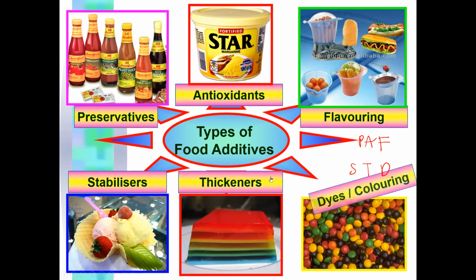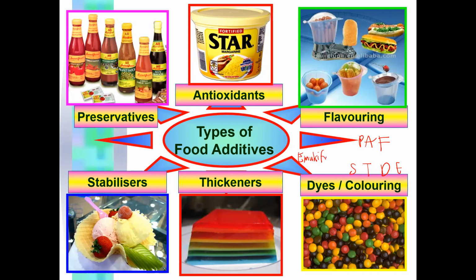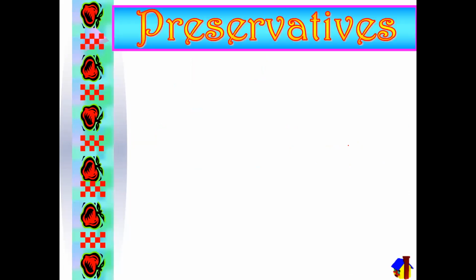Thickeners and dyes. Okay, one more extra thing that is not here, but is also in your syllabus, is called emulsifier. Okay, emulsifier. Later, teacher will go through the textbook with you, then you can actually see. Okay, so six here, but add one more, emulsifier. Okay, we look at it one by one.